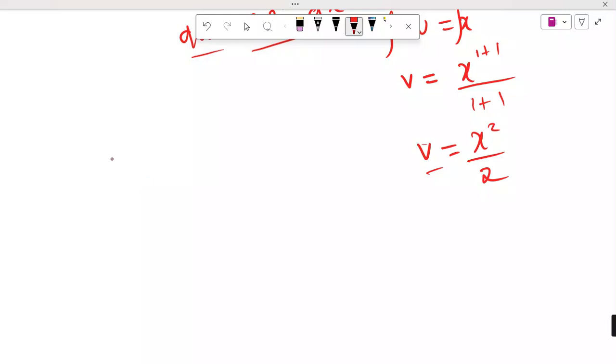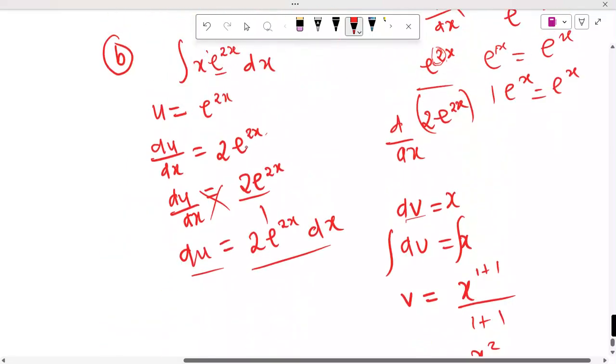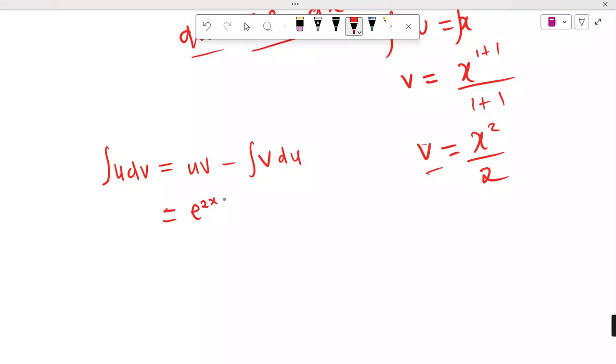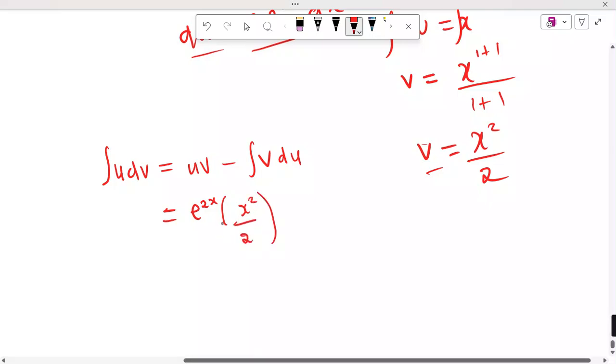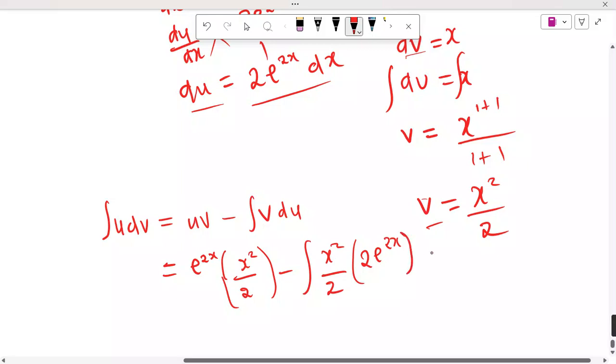So we now apply the formula. The integral of u dv equals uv minus the integral of v du. So what is u? U, we've set it equal to this one, okay? Multiplied by, what is v? V is this one here, so we have x squared over 2. You're multiplying minus, what is v? V is x squared over 2, and then multiplied by, what is du? So du is 2e to the power 2x dx.